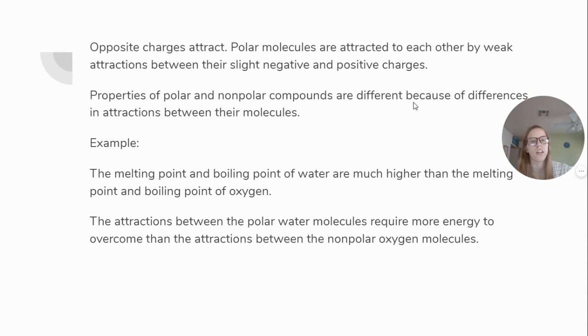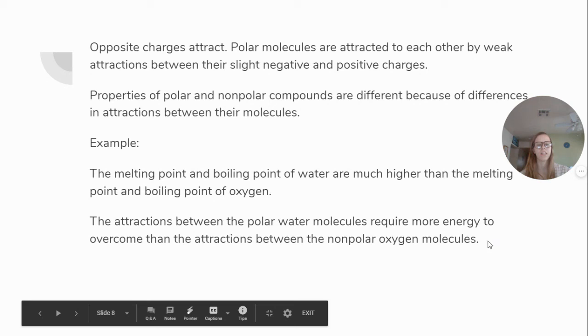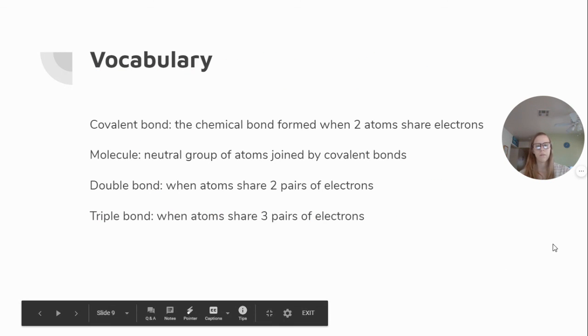Opposite charges attract. Polar molecules are attracted to each other by weak attractions between their slight negative and positive charges. Properties of polar and nonpolar compounds are different because of differences in attractions between their molecules. So here we have the melting point and boiling point of water are higher than the melting point and boiling point of oxygen. And the attractions between the polar water molecules require more energy to overcome than the attractions between the nonpolar oxygen molecules.